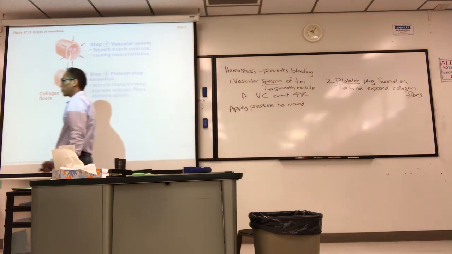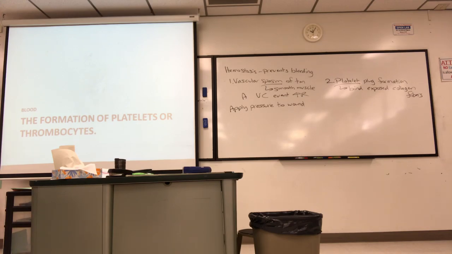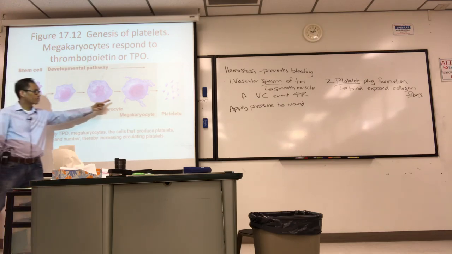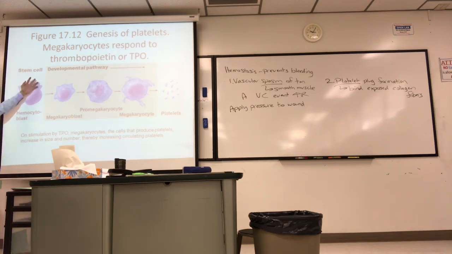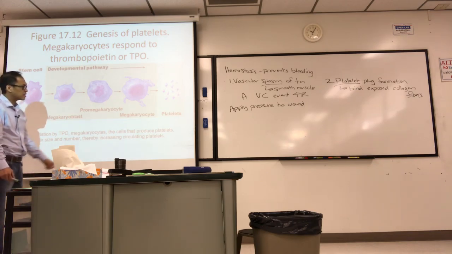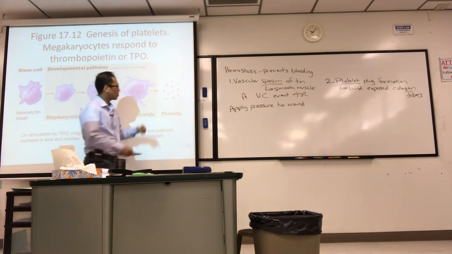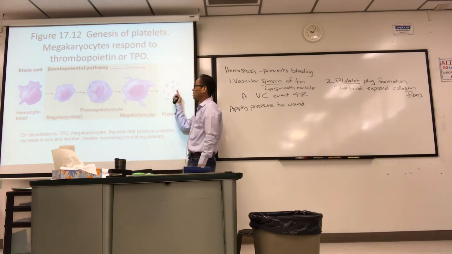So how do platelets get in the blood in the first place? I have a couple of slides showing you the megakaryocytes, the formation of platelets. We kind of already noted it on our chart earlier, right after the break. I said that the hemocytoblast could give rise to this megakaryocyte cell here. It doesn't get there unless you have TPO. So megakaryocytes respond to thrombopoietin, or TPO. On stimulation by TPO, the megakaryocytes, the cells that produce platelets, increase in size and number, increasing the platelets. What happens is, the megakaryocyte extends a little pseudopod, and it literally flakes off the platelets. So the platelets are little packets of cytoplasm of the megakaryocyte.